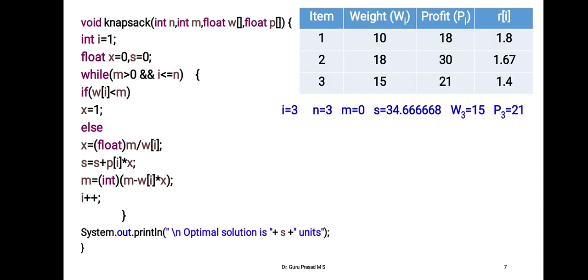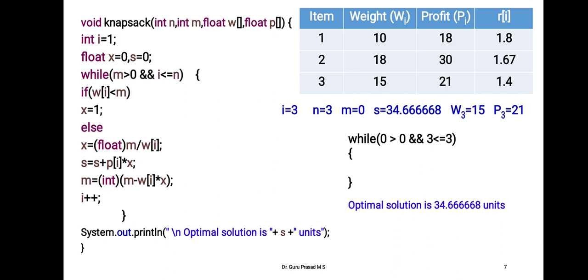Next in the third iteration, I equal to 3, n equal to 3, m equal to 0, s value is 34.666668, w3 is 15 and p3 is 21. While loop, m greater than 0, 0 greater than 0 false. So in an AND operator, if any one of the conditions becomes false, the control comes outside the while loop. And outside the while loop, you have the println statement. Optimal solution is S value, that is 34.666668 units. So the optimal solution for the given knapsack problem is 34.666668 units.